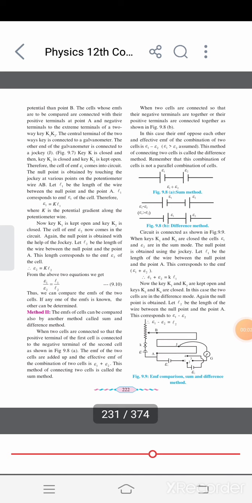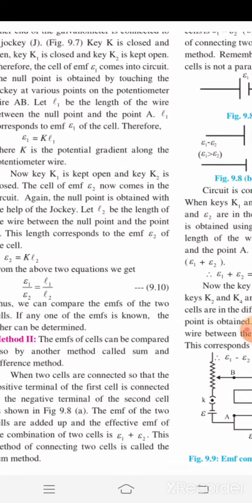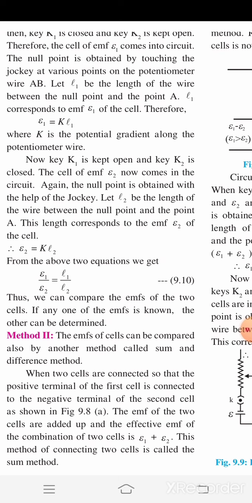Students, the second method to compare the EMF of two cells is the sum and difference method. The first method is the individual cell method or separate method, and the second method to compare the EMF of cells is known as the sum and difference method.